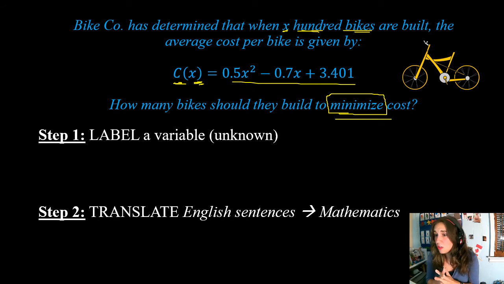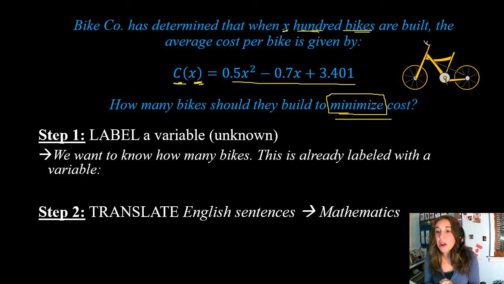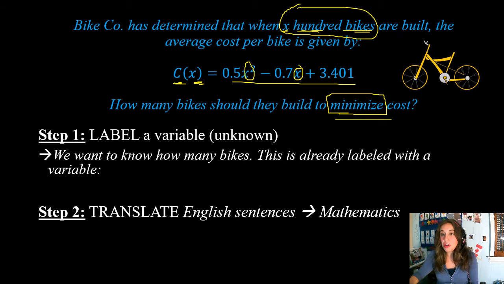So let's go to our first step of labeling a variable. The really nice part about this is they're asking us how many bikes. They've already labeled how many bikes with a variable, right? X hundred bikes. This variable x is already standing for the number of bikes. So it already has a variable name, x.